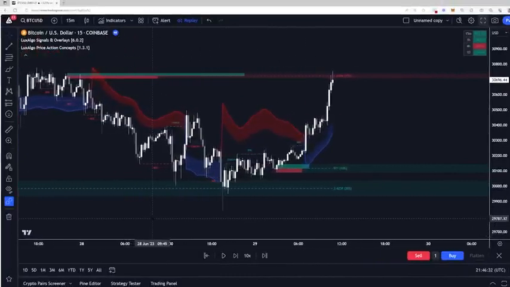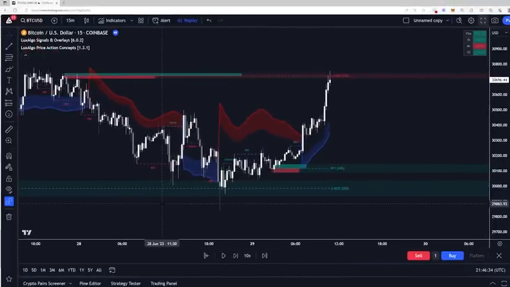And I think that's really important to mention because we see that in our community all the time. There is a little bit of confusion when it comes to how to actually analyze these volumetric order blocks here within the LuxAlgo price action concepts.